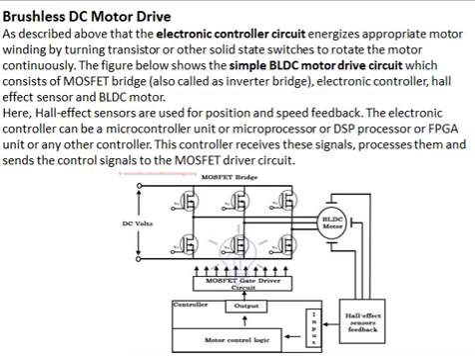The electronic controller can be a microcontroller unit or microprocessor or a DSP processor or FPGA unit or any other controller. This controller receives these signals, processes them and sends the control signals to the MOSFET driver circuit.